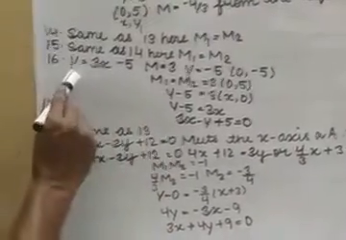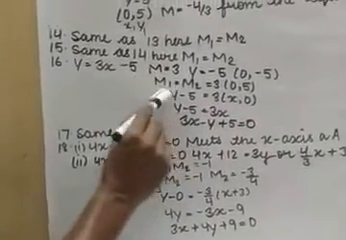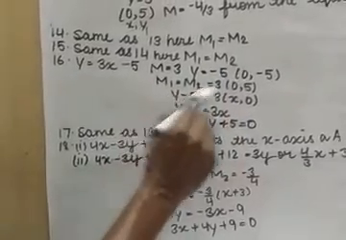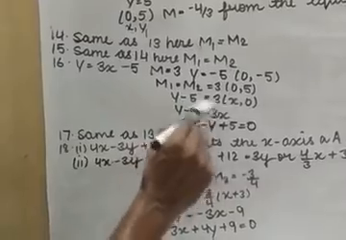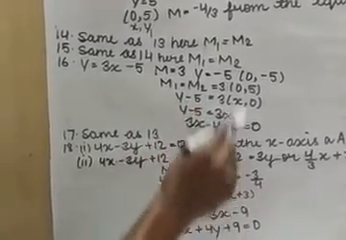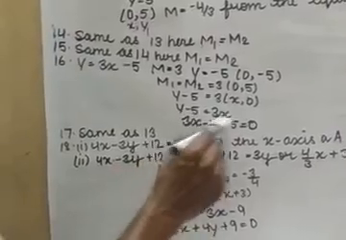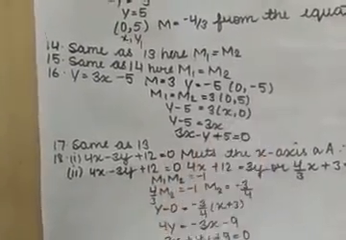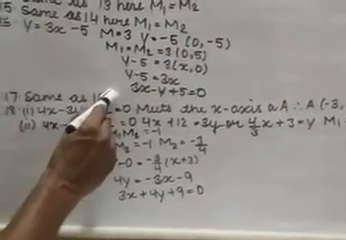Now, first of all, I have calculated the value of m. As it is parallel, m1 is equal to m2, which is equal to 3, and the coordinates are (0, -5). I have to form the equation with (0, 5). So with (0, 5), I made the equation. 3x - y + 5 = 0 is my equation. Question number 17 is the same as 13.